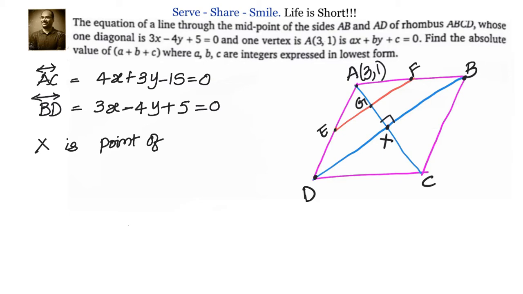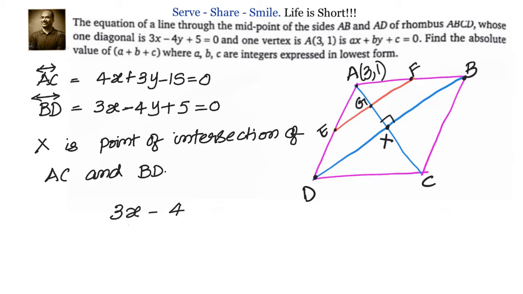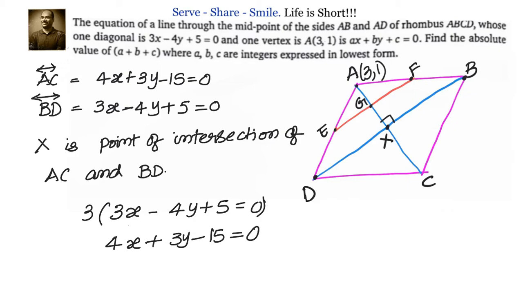Now we will solve this with the elimination method. I will try to eliminate y. To eliminate y, I'll multiply AC by 4 and BD by 3, then solve to find the x value and y value, the coordinates of capital X. We have 3x minus 4y plus 5 equals 0 and 4x plus 3y minus 15 equals 0. We want to eliminate y here, so I'll multiply the first equation by 3 and the second equation by 4.